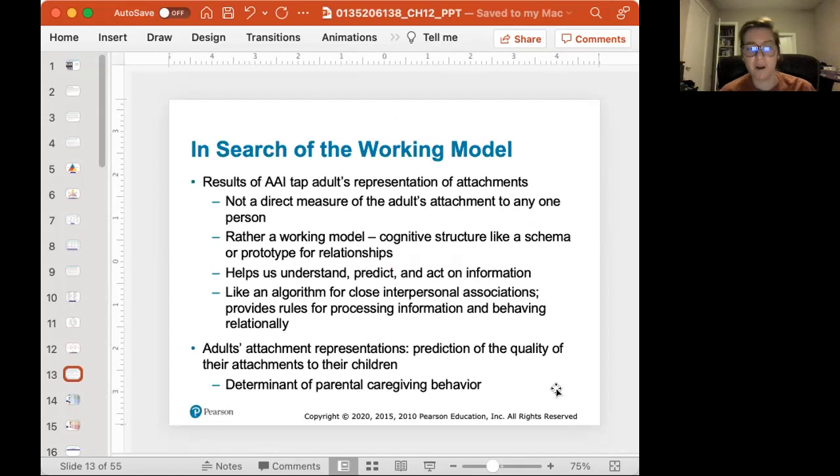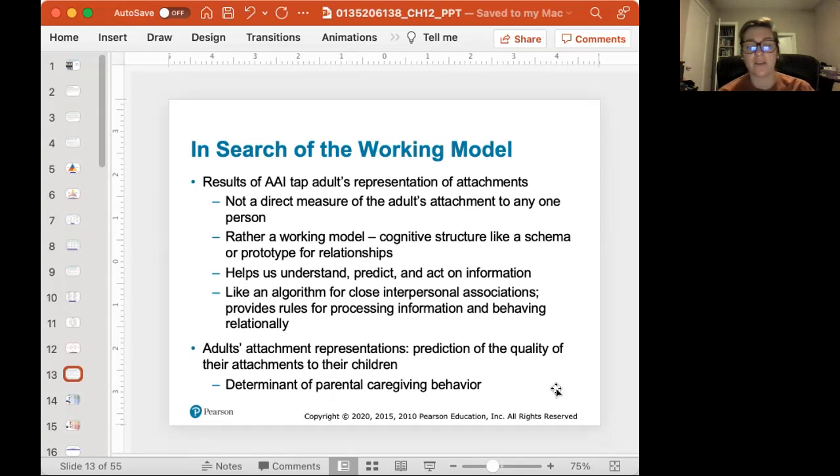Okay, so in search of the working model, results of adult attachment inventory, TAP results, representation of attachment. There's not a direct measure of the adult's attachment to any one person, meaning your attachment can be different with your mom versus your dad versus your uncle versus your cousin versus your therapist versus your boyfriend, girlfriend, partner, whatever. It can be different from person to person because maybe different people have demonstrated different trustworthiness for you. But some people do have a generalized dismissive attachment or generalized preoccupied attachment or generalized disorganized attachment because it's something that works for them to help themselves feel emotionally safe. So no, don't assume that because attachment is one way with a person that it's going to be that way with other people too.